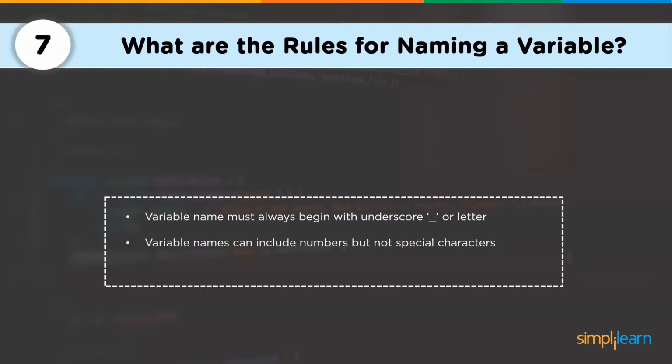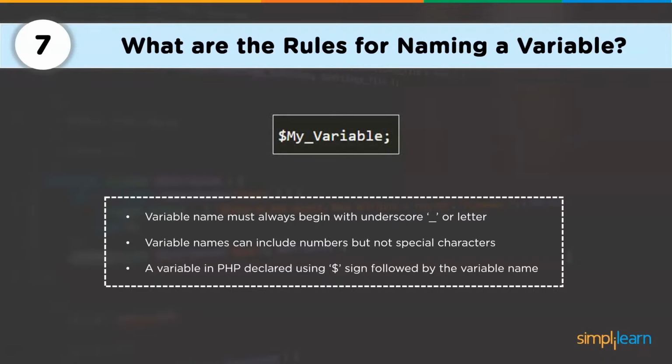Next, variable names can include numbers but not special characters. So suppose you want to name your variable number123. You can use this variable, but you cannot use number@123 since special characters are not allowed. Next, a variable in PHP is declared using the $ sign followed by the variable name. Now, as you can see, this is how we declare a variable, $my_variable. You can also put a number in between or at the end while naming a variable, just not at the start.